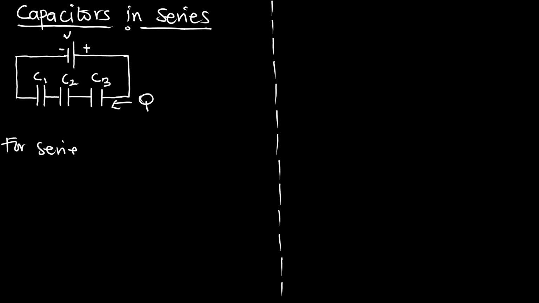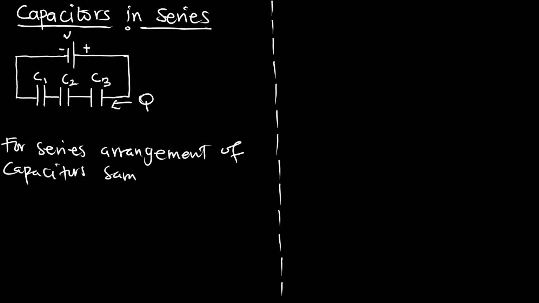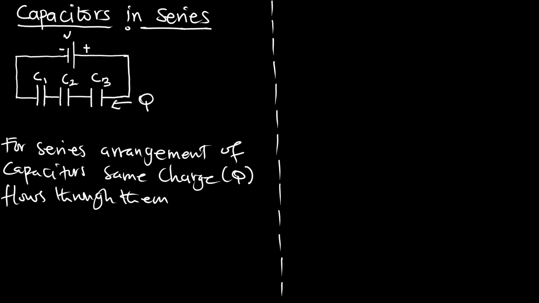So let's note, for series arrangement of capacitors, the same charge, which is our Q, flows through them. So if the charge flowing through them is the same, then we will have to calculate the voltage across each capacitor. So let's look at this.